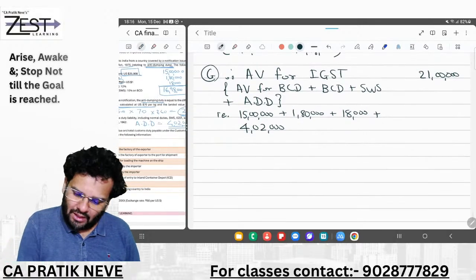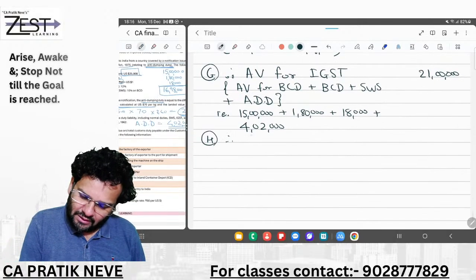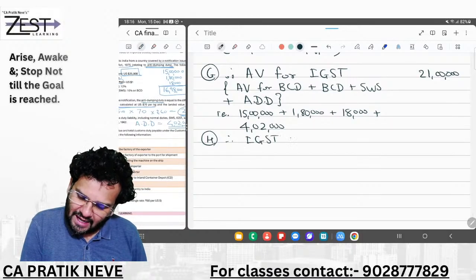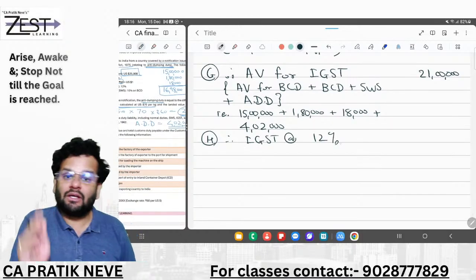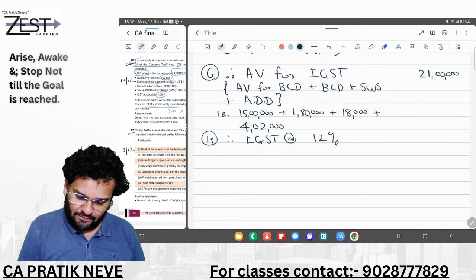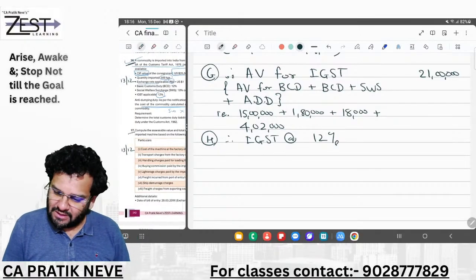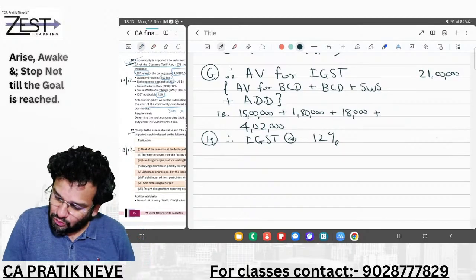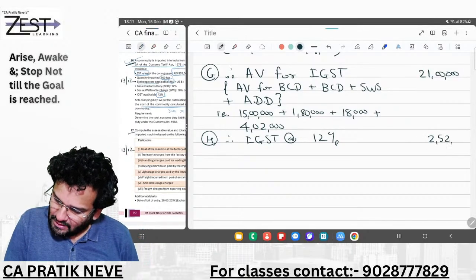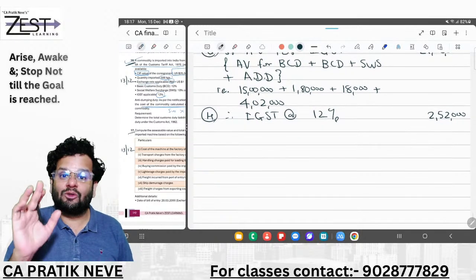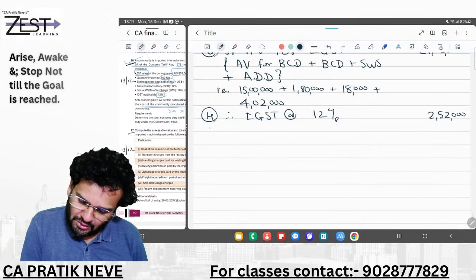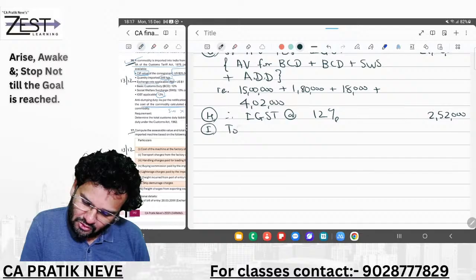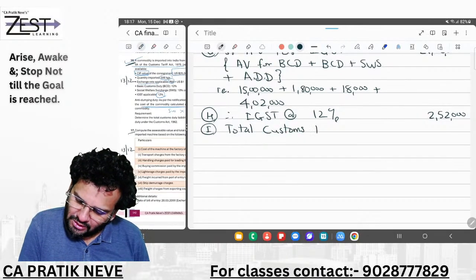So now go ahead and calculate IGST at the given percentage. The given percentage is 12. So IGST at 12%, isn't it 2,52,000? Now if you want, calculate the total customs duty payable. So what is your total customs duty payable?